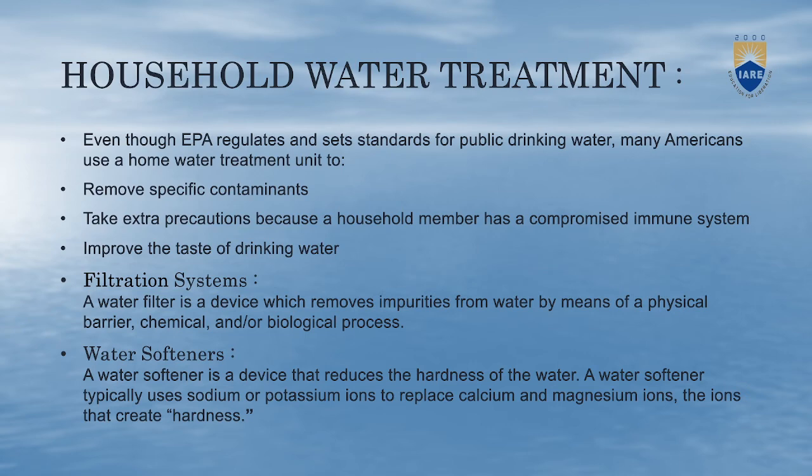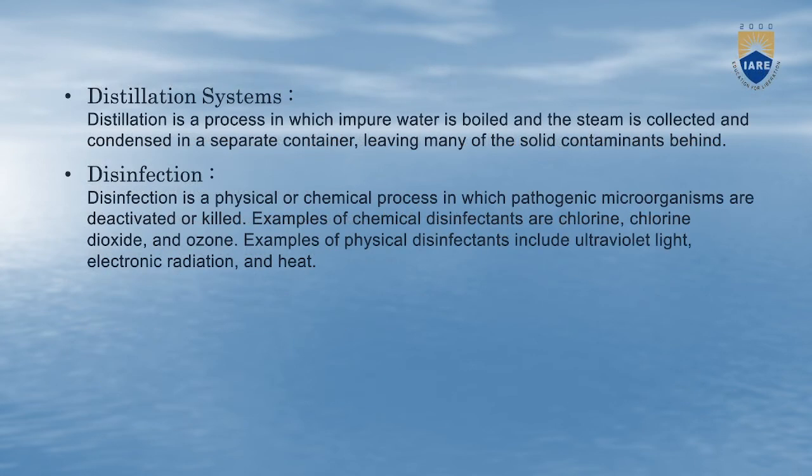Water softeners. A water softener is a device that reduces the hardness of the water. A water softener typically uses sodium or potassium ions to replace calcium and magnesium ions, the ions that create hardness. Distillation systems. Distillation is a process in which impure water is boiled and the steam is collected and condensed in a separate container, leaving many of the solid contaminants behind.